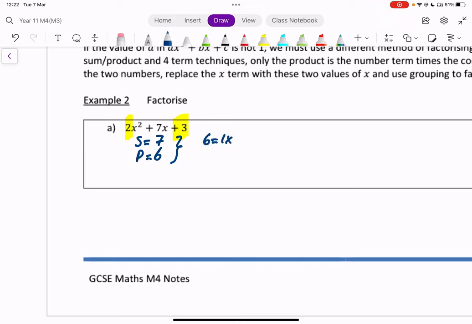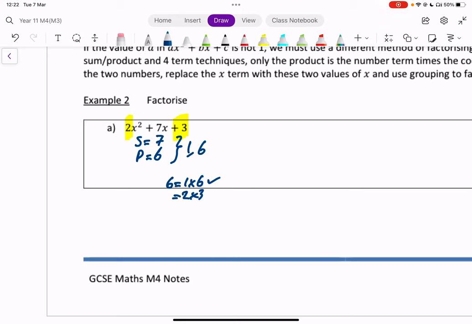Let's just go through. 6 is 1 times 6. It is 2 times 3. And then you would just be going over yourself. It would be 3 times 2, it would be 6 times 1. But all of these ways multiply to give 6, but this one adds to give 7. So the sum is 7, and the product is 6. So our two numbers were 1 and 6.